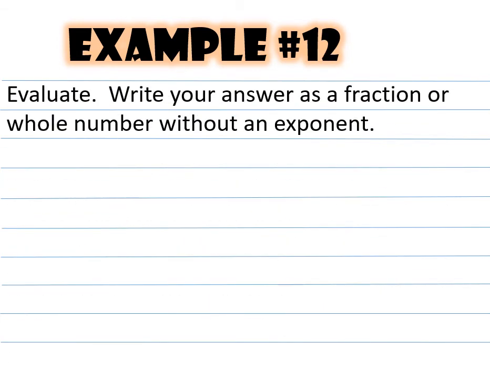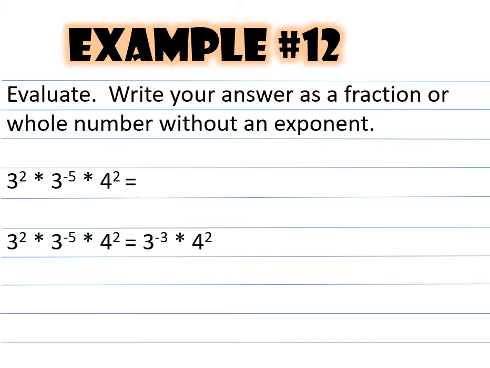Example number 12, our final example. Evaluate. Write your answer as a fraction or a whole number without an exponent. 3 to the 2nd power times 3 to the negative 5th power times 4 to the 2nd power. We could put together the 3 to the 2nd power and the 3 to the negative 5th power and call it 3 to the negative 3rd. 4 to the 2nd power, though, we're going to leave by itself.